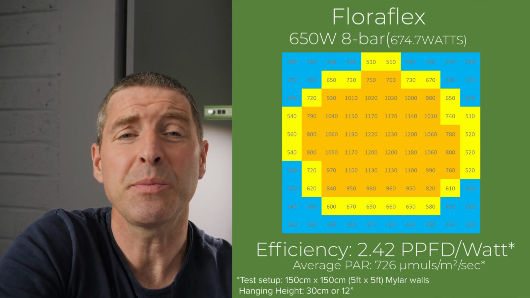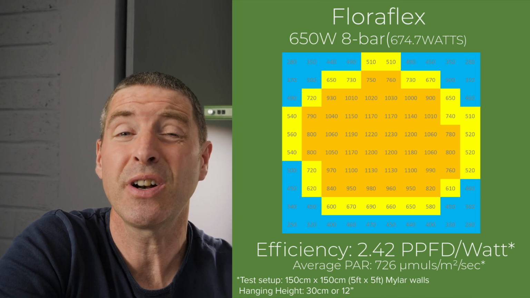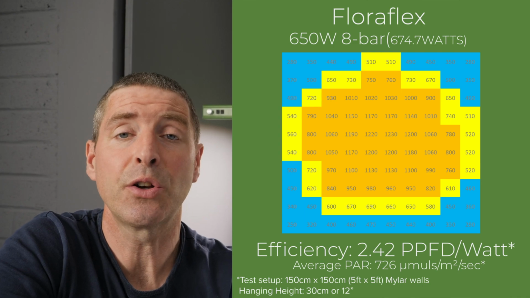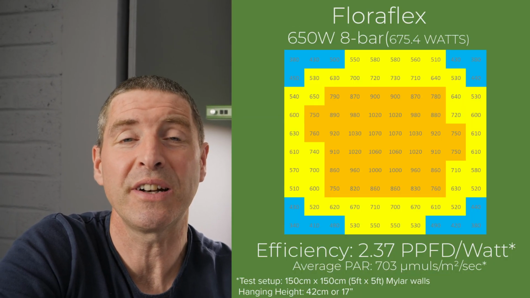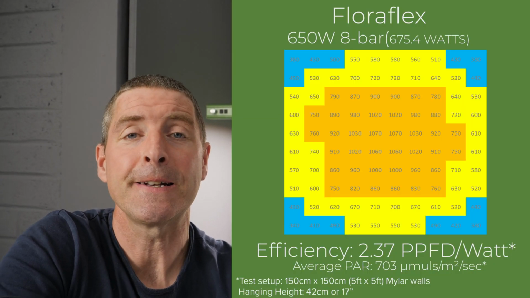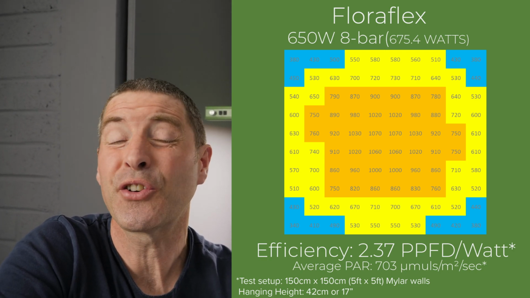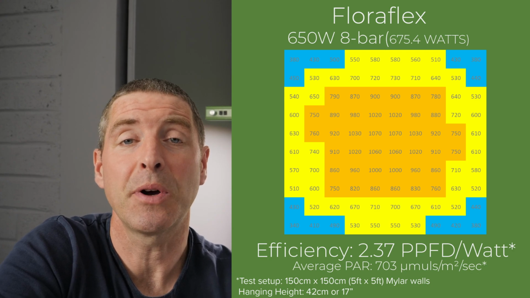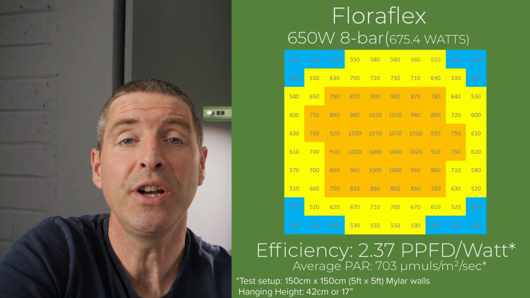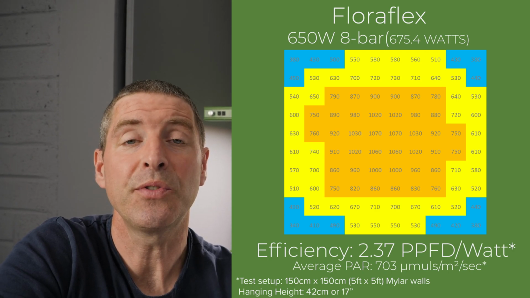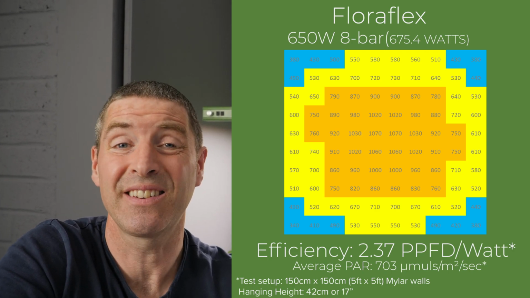However, the center measurements of power at around 1200 are a little bit high to me, and the distribution to the edges is not as good as I think it could be with this size of fixture. I raised it up to 17 inches hanging height just to get that center point measurement in around 1000 micromoles and get a slightly better spread to the edges. At this height, there's only a 3% drop in average micromoles to just over 700, and a 2.37 usable PPF per watt system efficiency, which is again excellent.